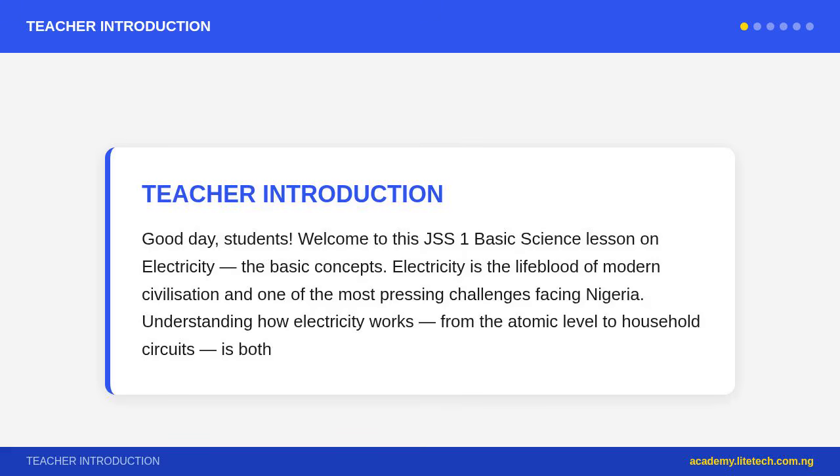By the end of this lesson, you will be able to define electricity and explain electric charge, distinguish between static and current electricity, identify the components of a simple electric circuit and draw circuit diagrams, explain conductors and insulators, distinguish between series and parallel circuits, and apply basic electrical safety rules. Let us begin. What is electricity? Electricity is the flow of electric charges, usually electrons, through a conductor.